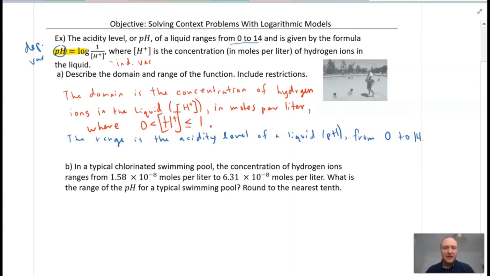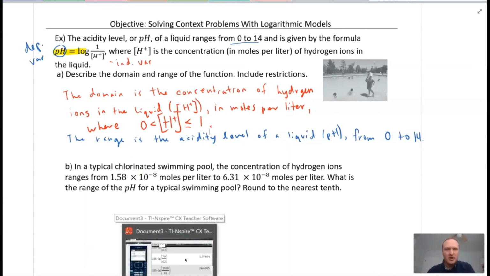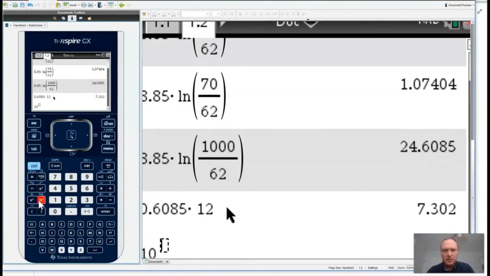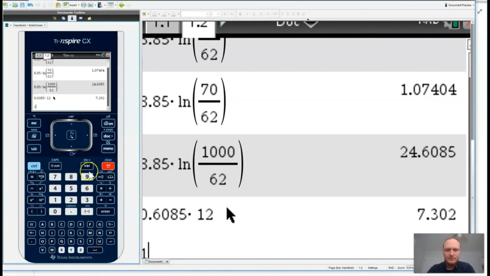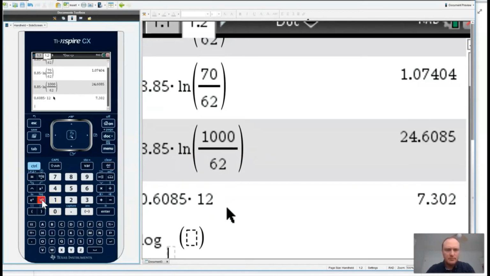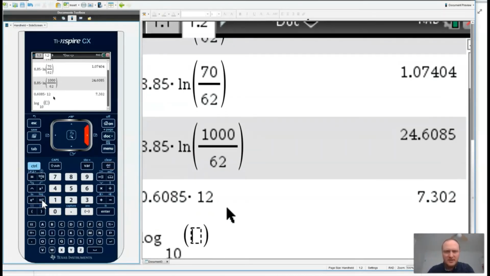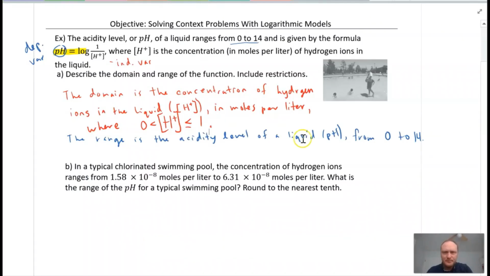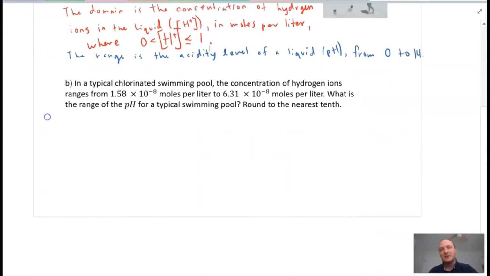And again, if you have a calculator and want to test these out, we can punch in log base 10 of 1 divided by something super small, like 0.1, and we get 1. So that just shows you that you're on the right track with your domain and range. So there's the domain and range of this problem, and you really have to utilize your critical thinking here. These are not very easy to calculate, so you have to do some thinking.